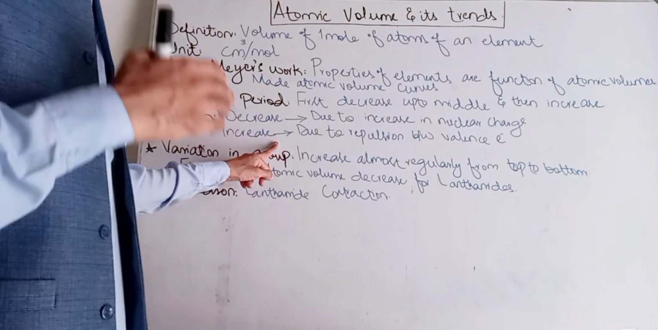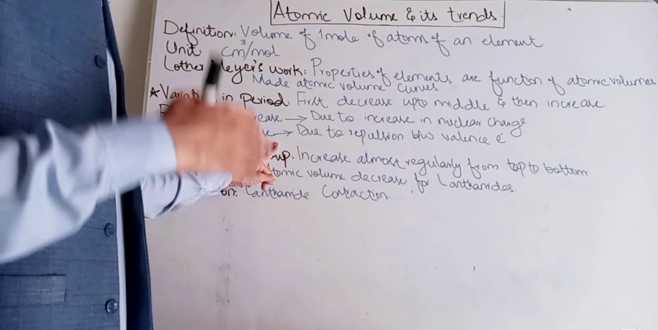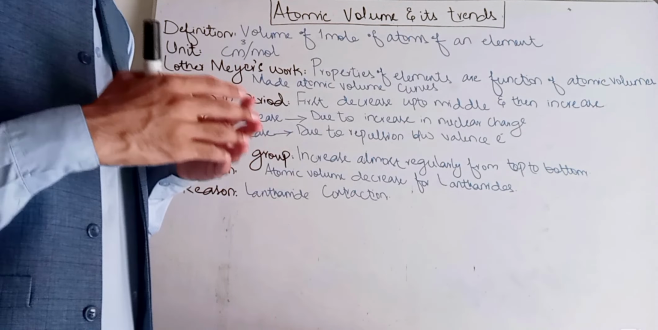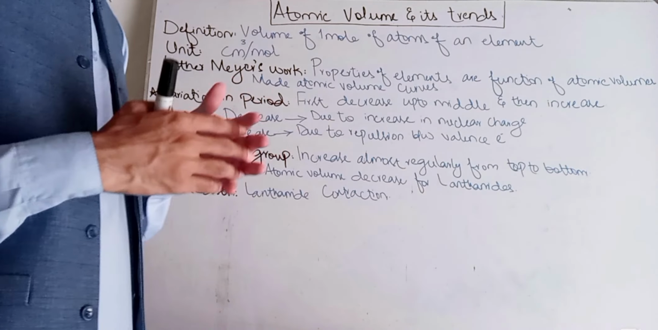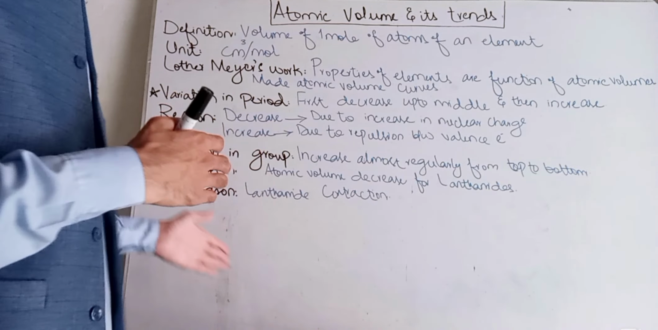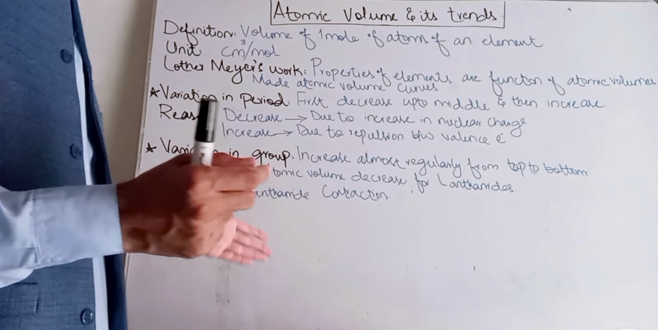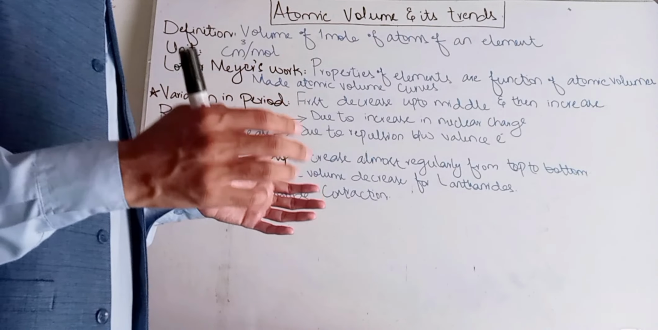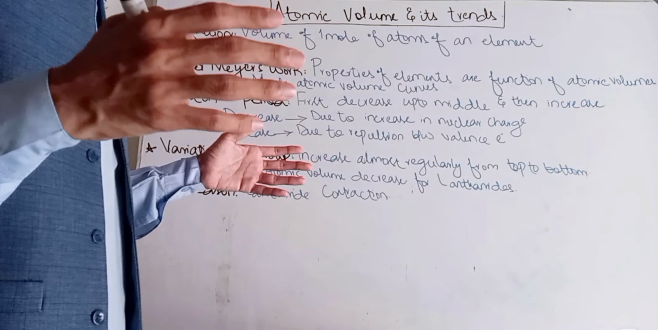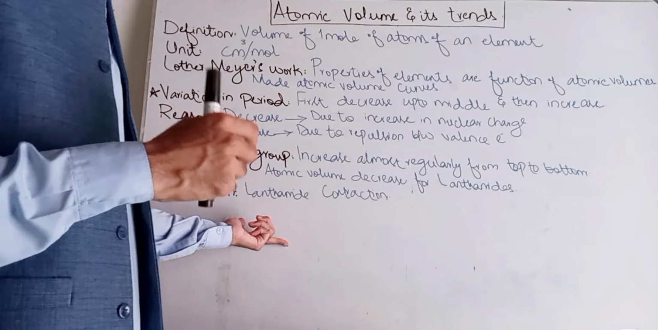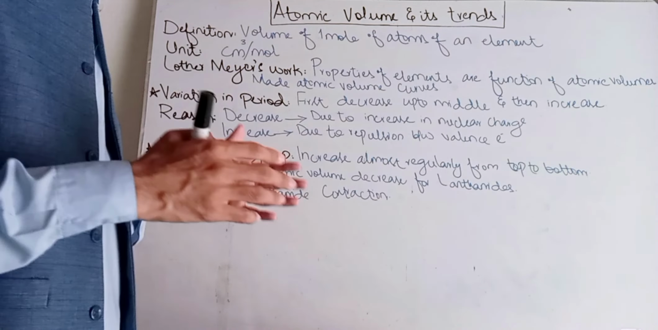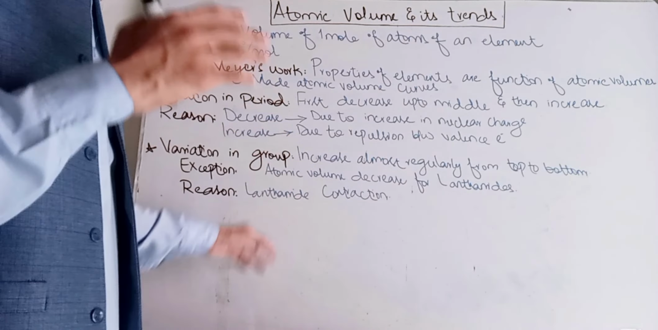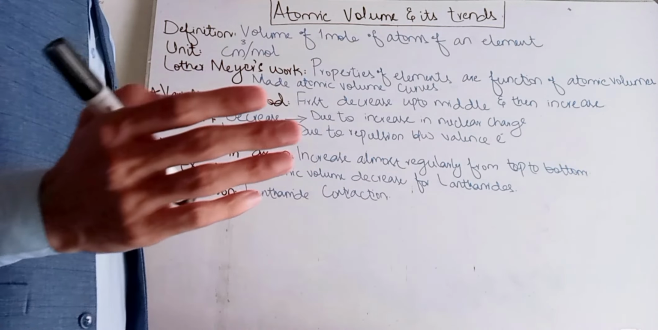And if we talk about the increase in the atomic volume from middle to the end of the period, this is due to the repulsion between valence electrons. When we move from left to right, the number of electrons keeps increasing toward the end of the period. And from middle to the end of the period, the number of electrons becomes so large that the electrons start repelling, they start interacting with each other. And because of that repulsion of electrons, the atomic size or the atomic volume increases. So this is basically the reason for the increase in the atomic volume from middle to the end of the period.